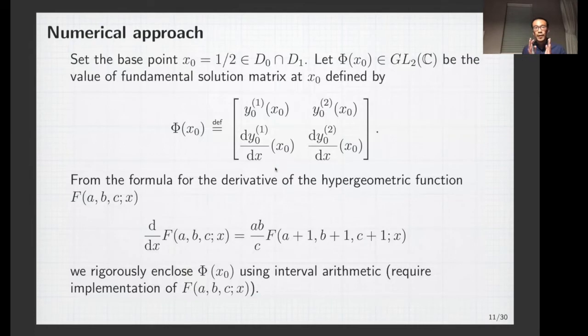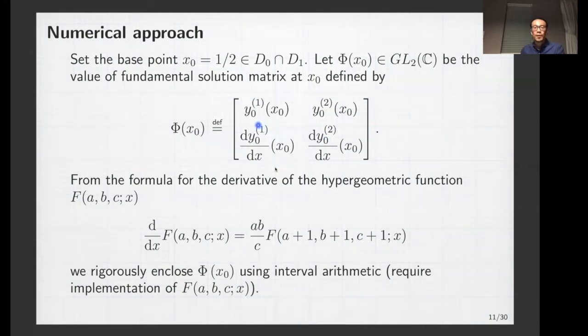Our target is to rigorously enclose the monodromy matrix by using rigorous numerics, so we would like to consider the numerical approach. First of all, we set the base point x0 equal to 1/2, and it is in the intersection of D0 and D1. And we set the fundamental solution matrix Φ(x0), an element of the complex general linear group, defined by this formulation. This is what we call the fundamental solution matrix.